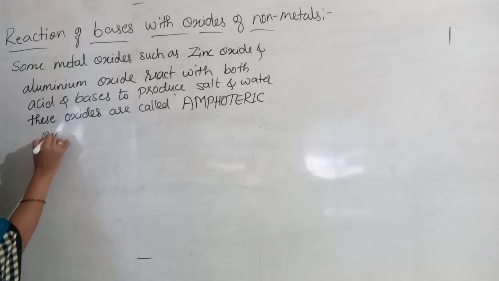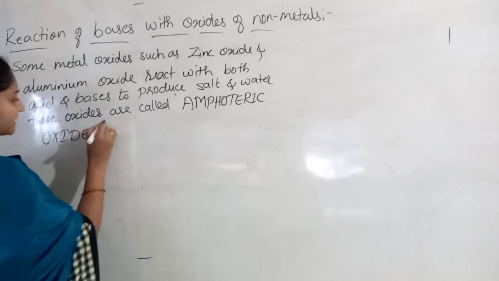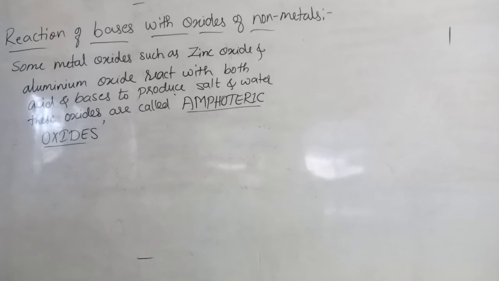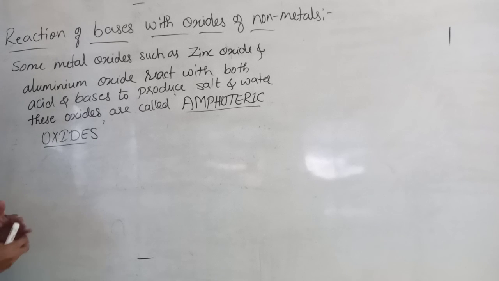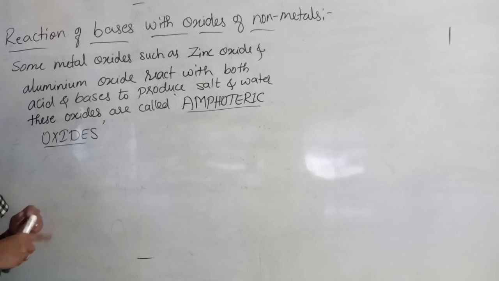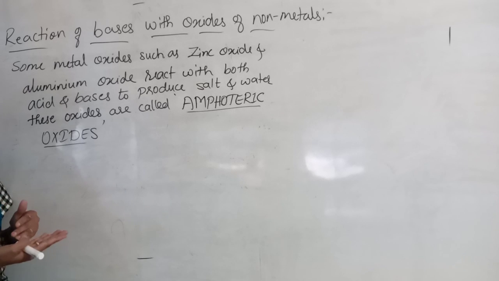Amphoteric oxide. You have studied this one in 8th class, right? While studying metals and non-metals, you studied amphoteric oxides. These are metal oxides. When these metal oxides react with acid, they produce salt and water, the respective salt, like zinc salt and aluminum salt, and also water.